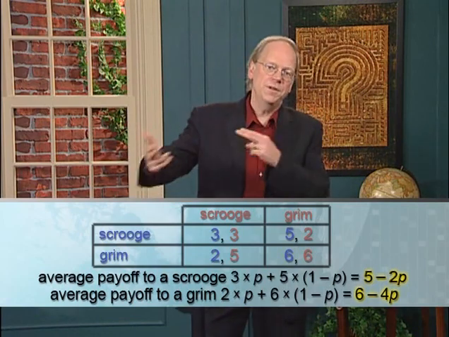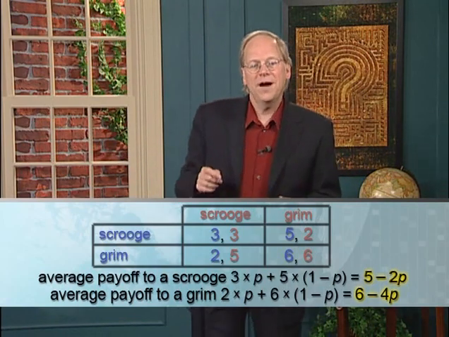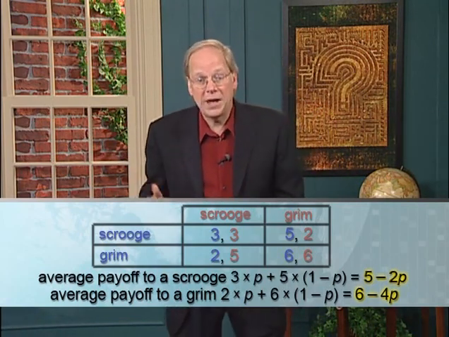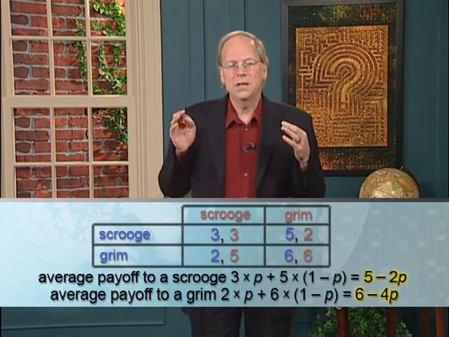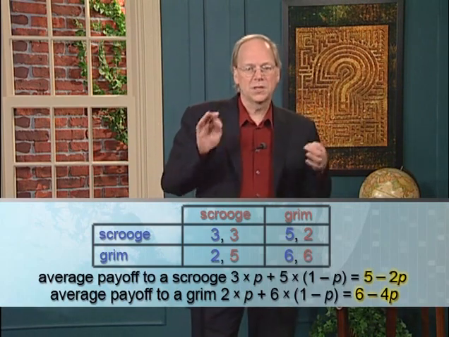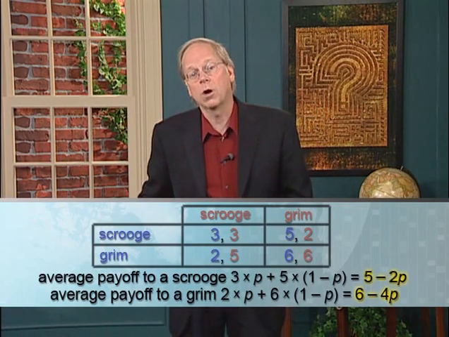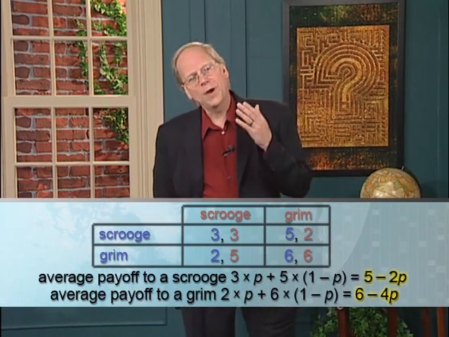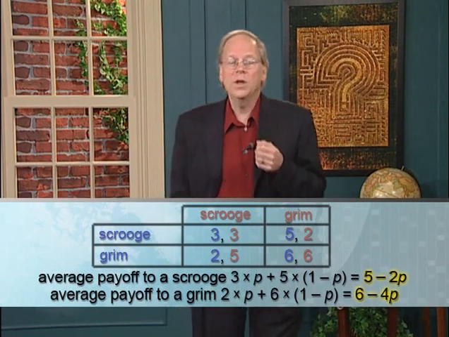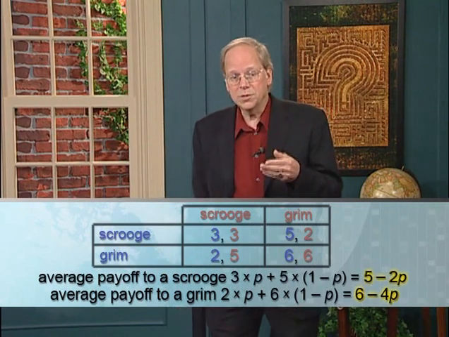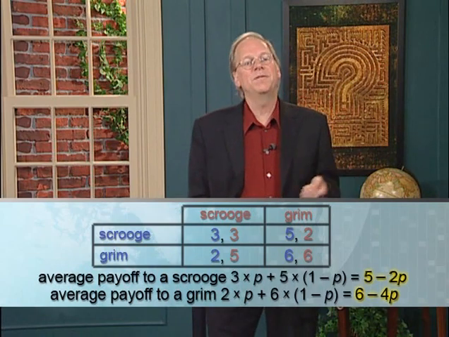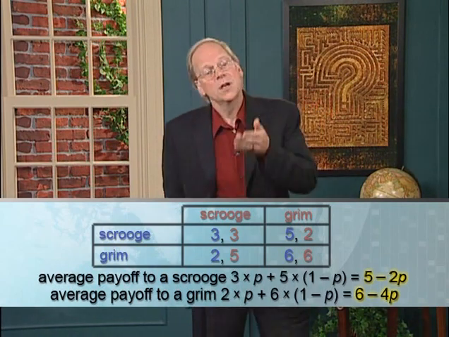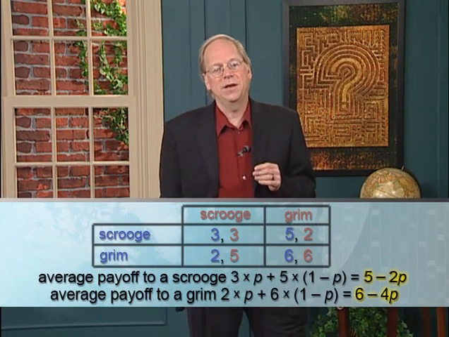If you set these 2 fitness functions equal to one another, you find that they're the same when P equals 1/2. When the number of Scrooges and Grimms is the same, they both have a fitness of 4. So, in this evolutionary game, whoever has the majority at the outset wins. If there are more Scrooges, Scrooges take over and can't be invaded. If there are more Grimms, Grimms take over and they can't be invaded.